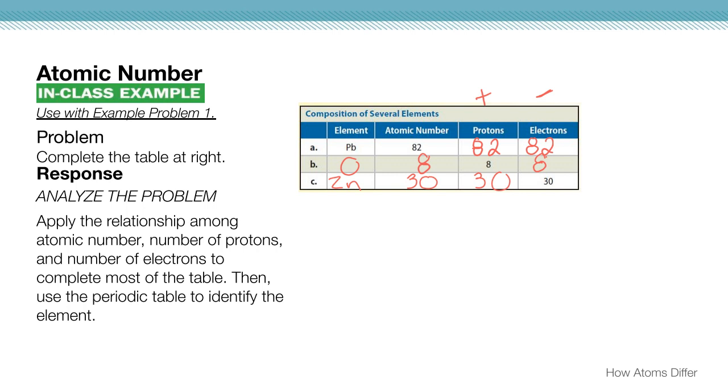So if you're asked, which is something you may see on a test, to give the number of protons or electrons and you have the atomic number, or to give the atomic number when you have protons or electrons, they're all going to be the same if it's a stable neutral atom. All right, cool.